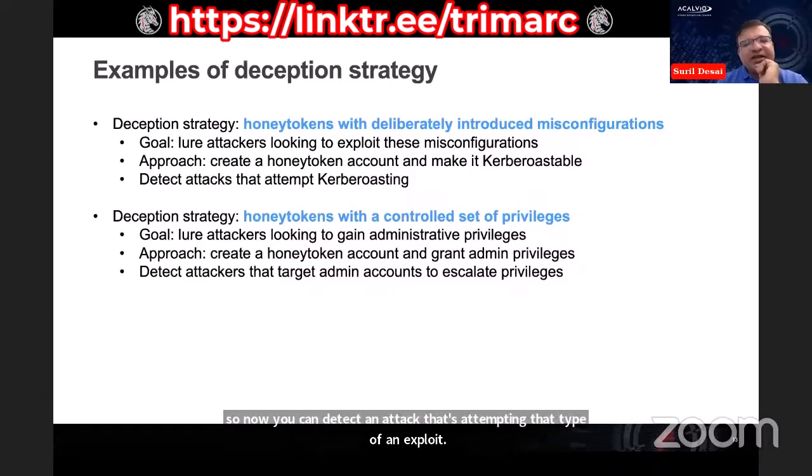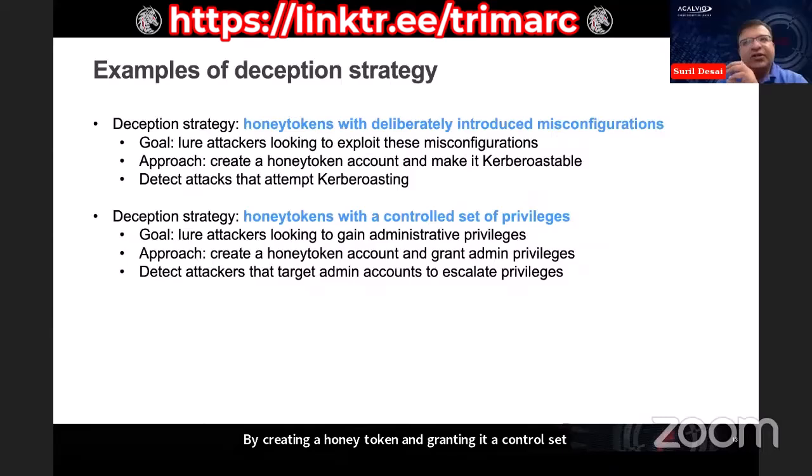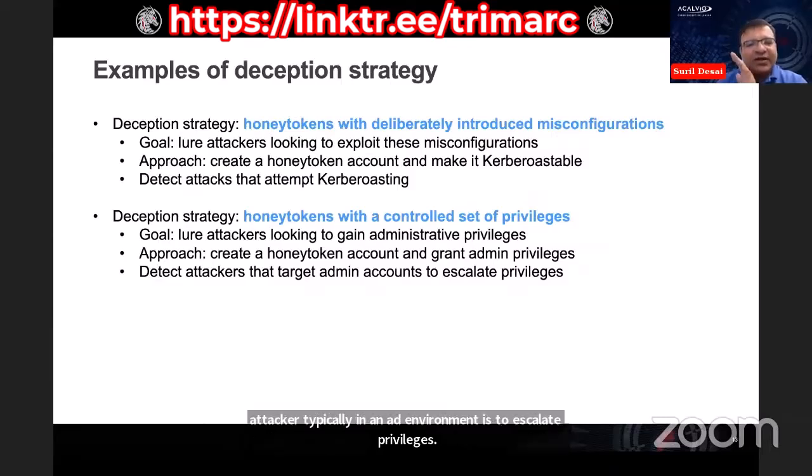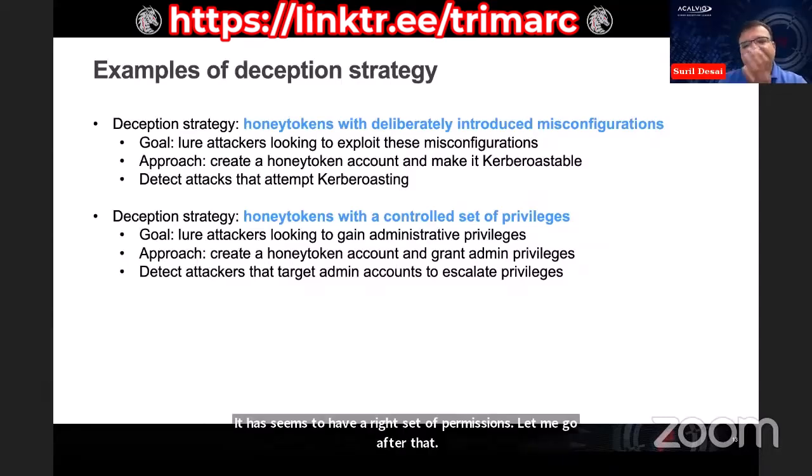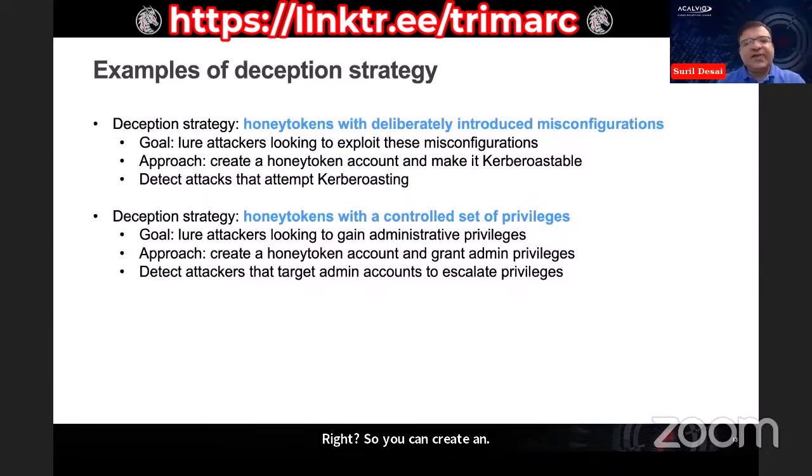Let's take a second example. By creating a honey token and granting it a controlled set of permissions or a privilege, you can actually lure attackers that are looking to gain access to privileges. Ultimately, the goal of the attacker typically in an AD environment is to escalate privileges. So if you grant an appropriate set of permissions, now you can influence the attacker to go after that because they say, hey, this is an interesting account. It seems to have the right set of permissions. Let me go after that, right? So you can create an account granted an appropriate set of administrative privileges. Now you can detect attackers that target such accounts and are attempting to escalate privileges.